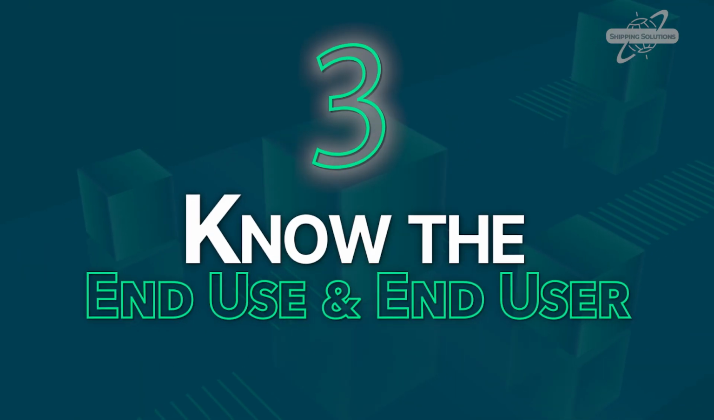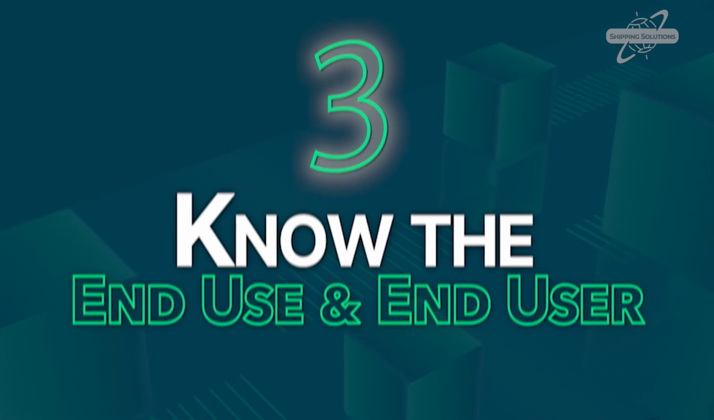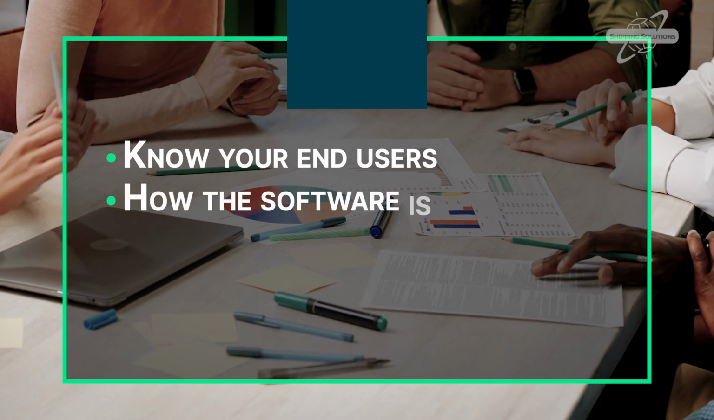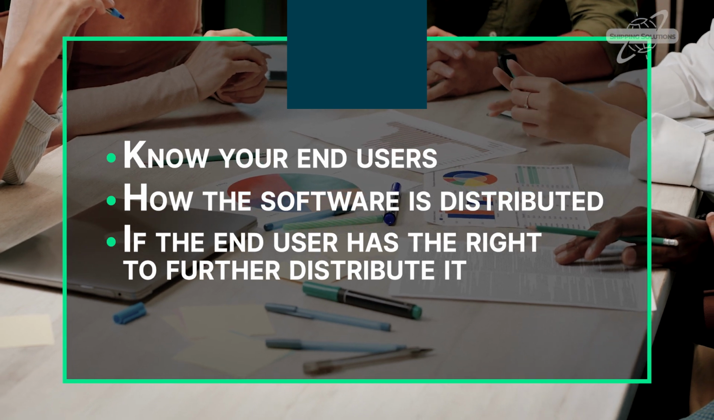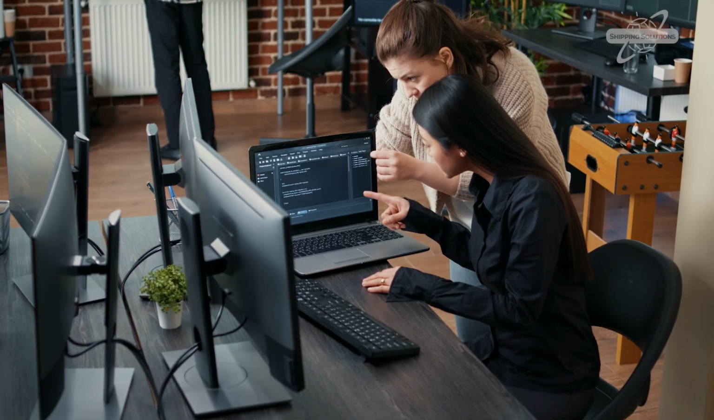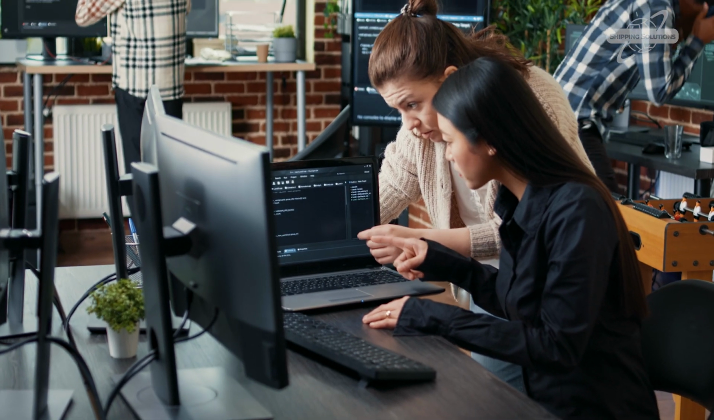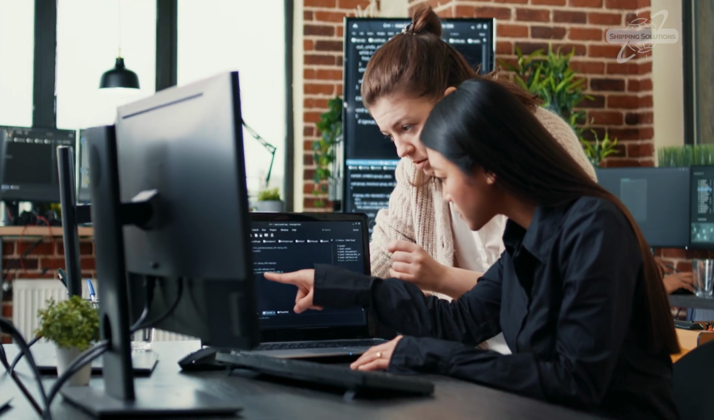The third tip, understand the purpose of your software and exactly who's accessing it. Know your end users, who is downloading the software, how the software is distributed, if the end user has a right to further distribute it, and its intended end use. Even software that's minimally controlled under the EAR can still be subject to sanctions administered by the U.S. Treasury and Department of Justice.